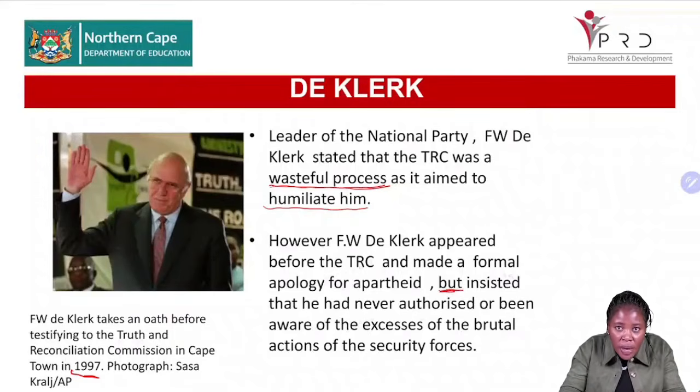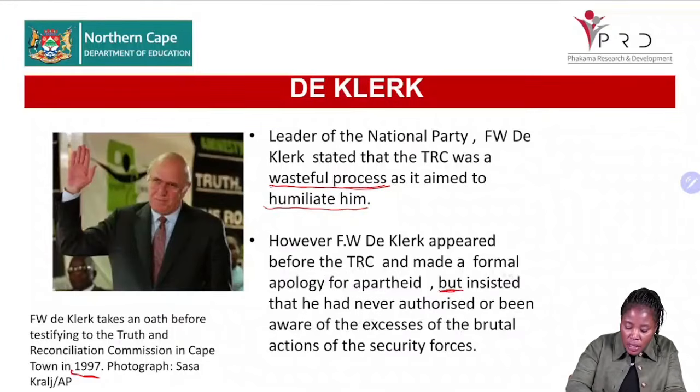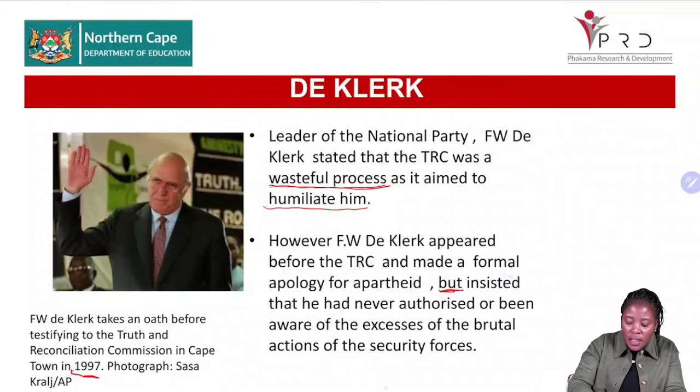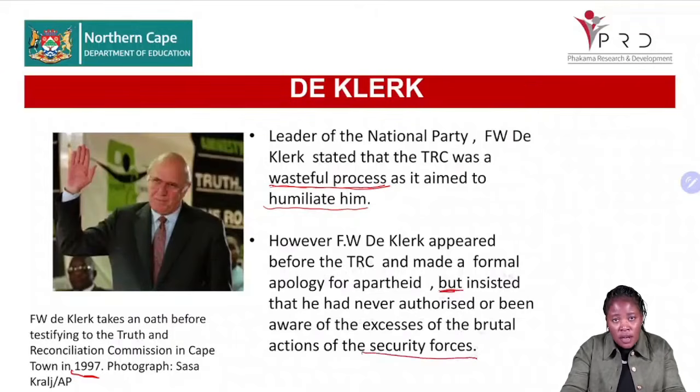He's apologizing for apartheid, but at the same time he's saying he was not aware of all the brutal actions of the security forces under the National Party. Now, as a leader, he's not taking full responsibility. He's not taking accountability. He's apologizing, but saying he was not aware of the crimes or the atrocities committed by the security forces during apartheid. So we can conclude that, as much as he was apologizing, he did not take full responsibility or full accountability for the crimes or gross human rights violations of apartheid.